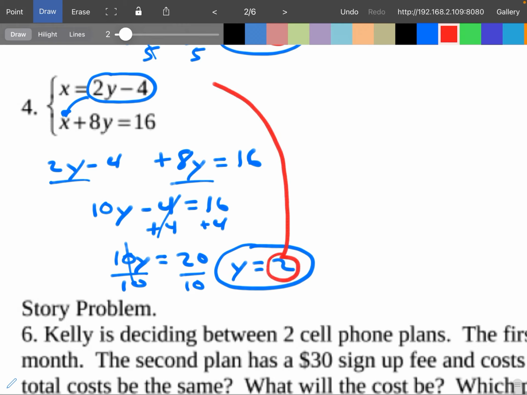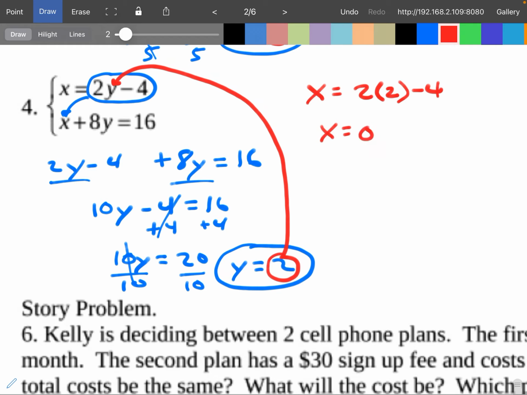And then I could plug that y equals 2 in for this y right here in the bottom equation. Or I could put it in for that y there in the top equation. I think it'd be easier to plug it in the top one because we're trying to find x, and that one is already solved for x. So I would take the y equals 2 here, and I would plug that in right there.